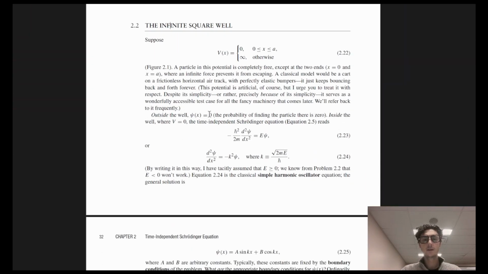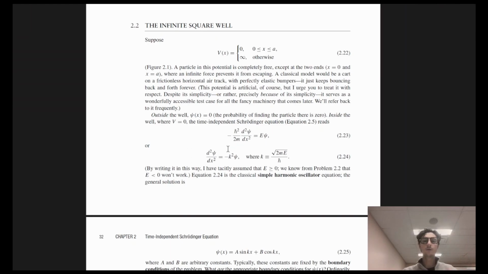Outside the well, psi of x, little psi, which I'm just going to call psi from now on, is only the position-dependent part. We did this in separation of variables. The probability of finding the particle there is 0. Inside the well, where V equals 0, the time-independent Schrodinger equation reads as follows. Since V equals 0, we used to have an extra term, plus V times psi, but now V is 0, so this equation simplifies.